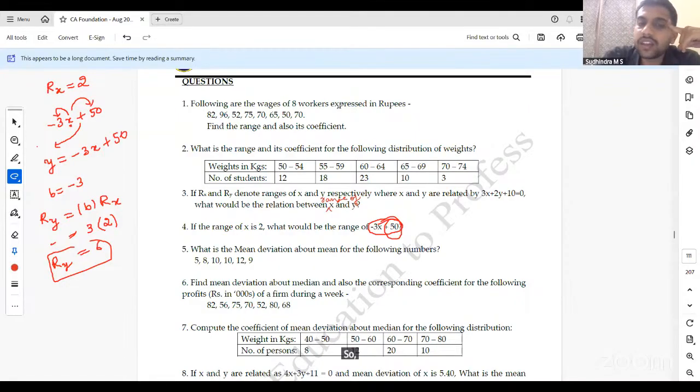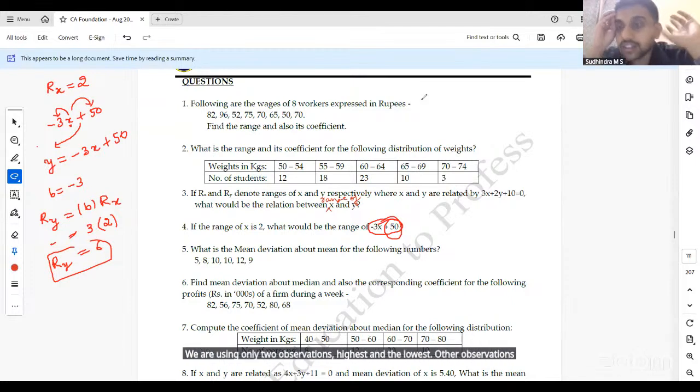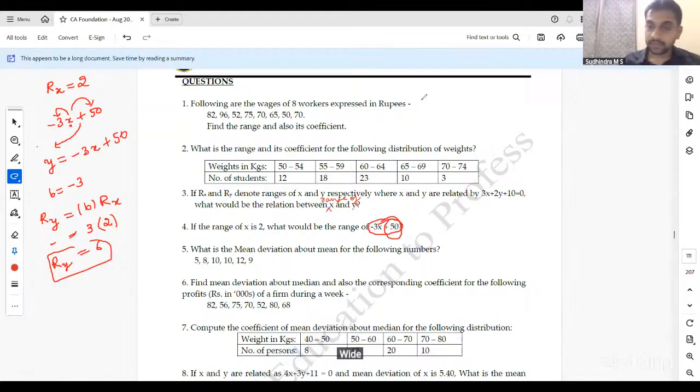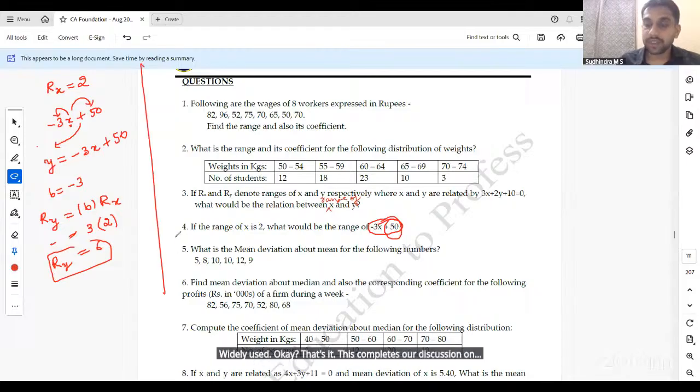so looking at this, this is very easy. But this is not widely used, not popularly used. Why? Because we are using only two observations, highest and the lowest. Other observations we're not bothered at all. Since it is based only on two observations, not widely used. Okay, that's it. This completes our discussion on range.